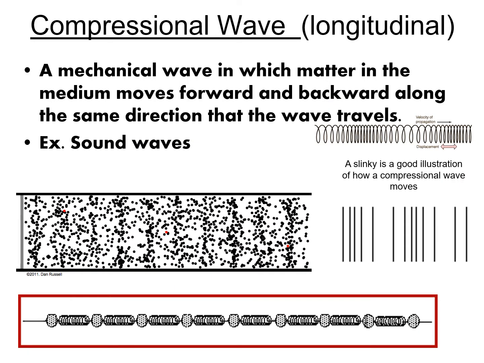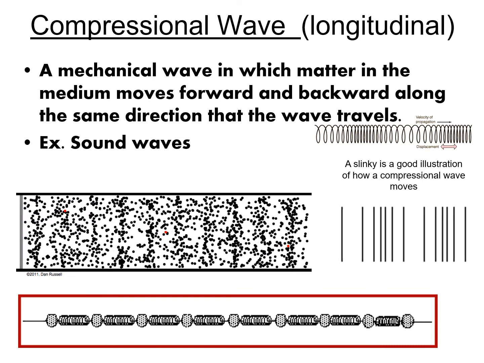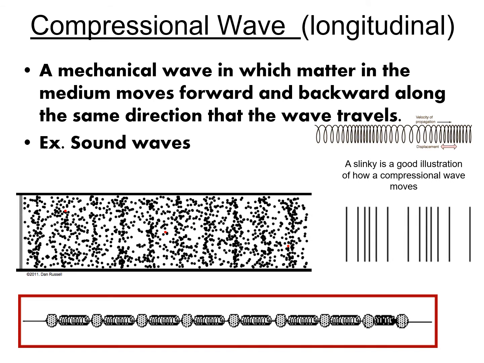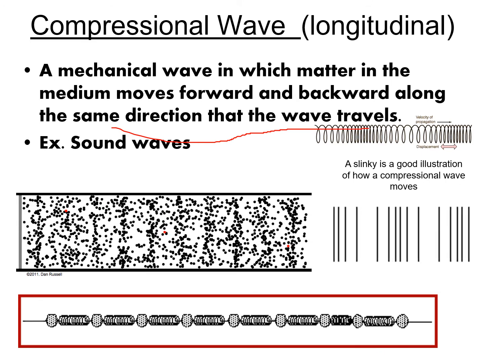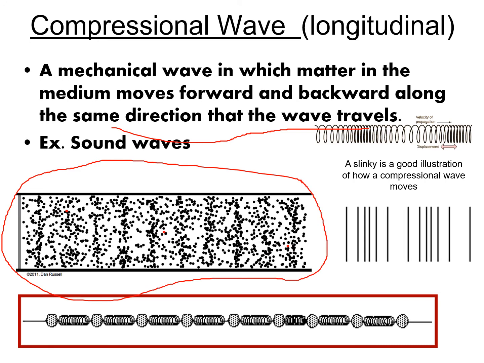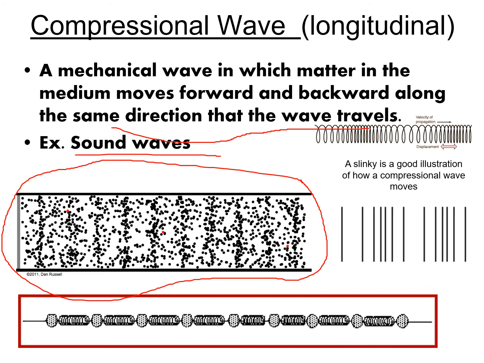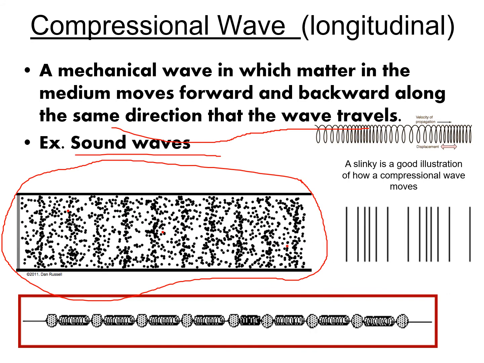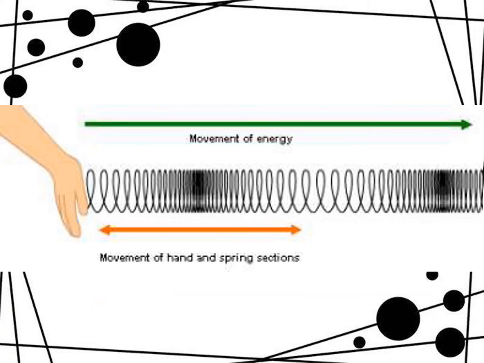Let's move now to compressional wave, or we call it longitudinal wave. A mechanical wave in which matter in the medium moves forward and backward along the same direction that the wave travels. Ganito pong itsura ng compressional wave. Very common to sa sound waves. Back and forth or forward and backward ang movement ng mga particles during the compressional wave. For example, you are using a spring coil. Back and forth po yan, back and forth.